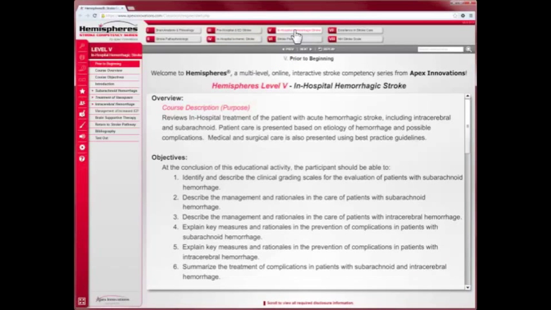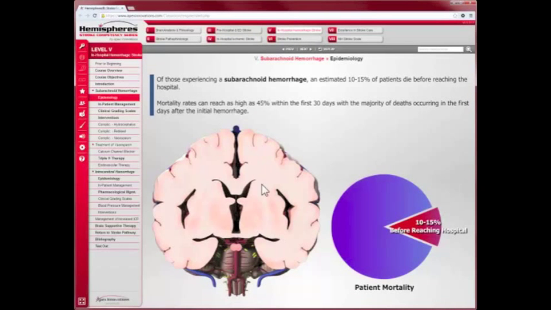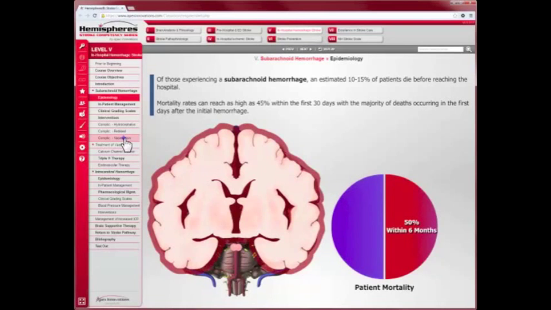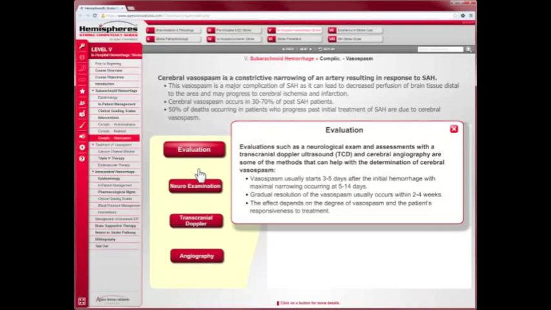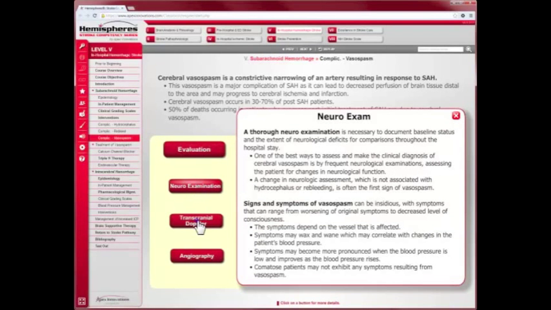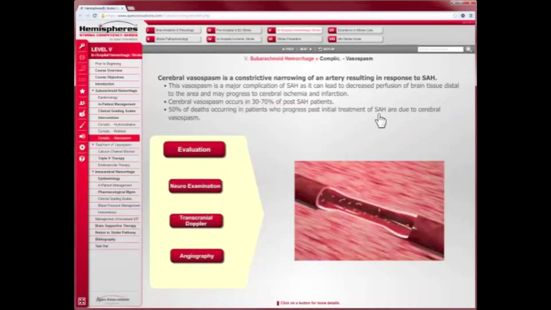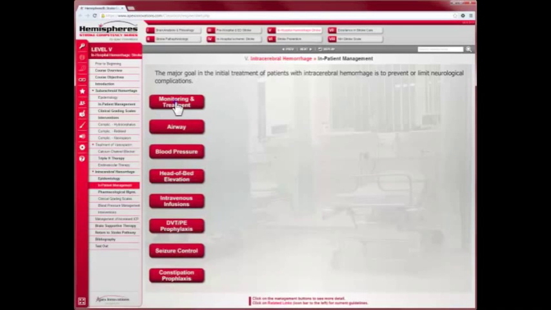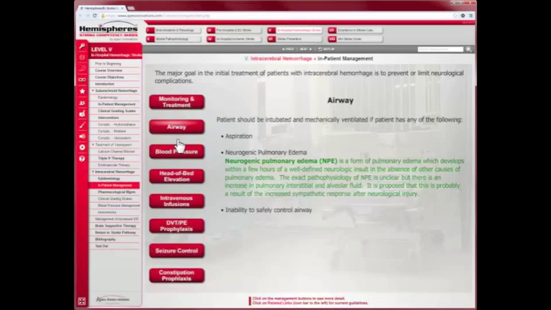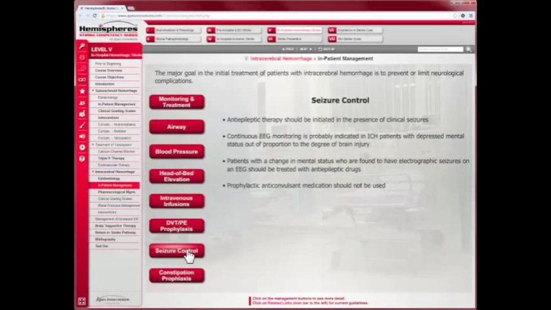Level 5 reviews in-hospital treatment of the patient with acute hemorrhagic stroke, including intracerebral and subarachnoid hemorrhage. Patient care is presented based on etiology of hemorrhage and possible complications. Medical and surgical care is also presented using best practice guidelines.